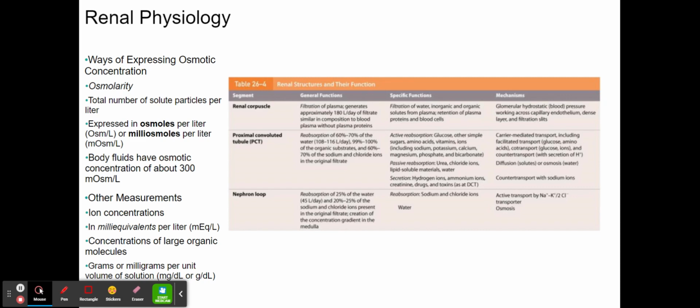Multiply milliosmoles per liter by the charges on each ion to convert to milliequivalents. For example, each sodium ion has 1 charge only, so for Na+, 1 milliosmole per liter equals 1 milliequivalent per liter. For calcium 2+, or Ca2+, each ion has 2 charges, so 1 milliosmole per liter is equal to 2 milliequivalents per liter. The concentrations of large organic molecules are usually reported in grams, milligrams, or micrograms per unit volume of solution, typically per deciliter.